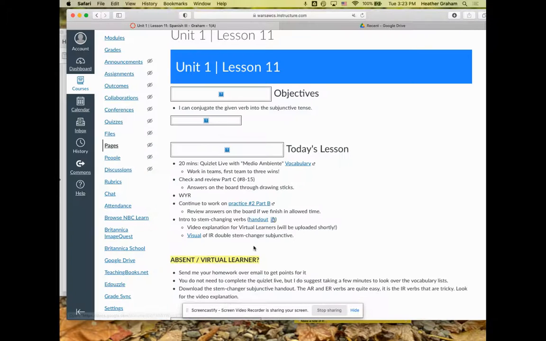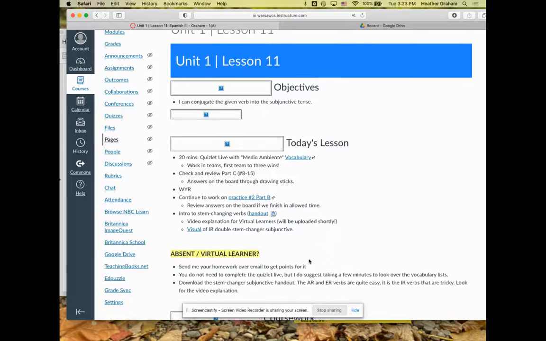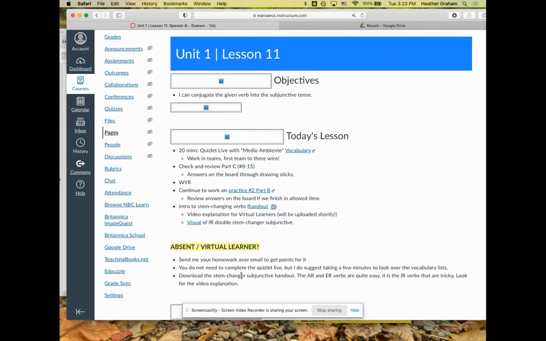So if we go back to our lesson, remember you need to email me your homework, which was part C, numbers 8 to 15. You do not need to do any Quizlet Live. You need to download the stem changer handout that we just went through and fill in the chart.